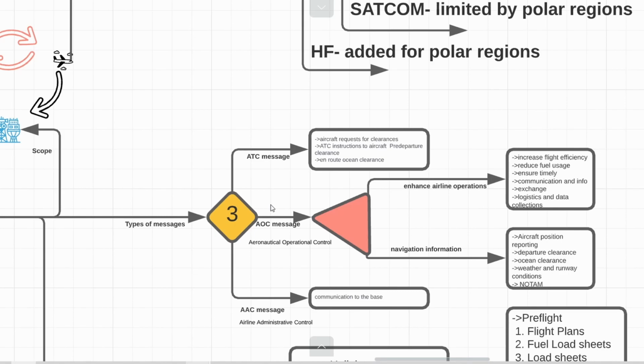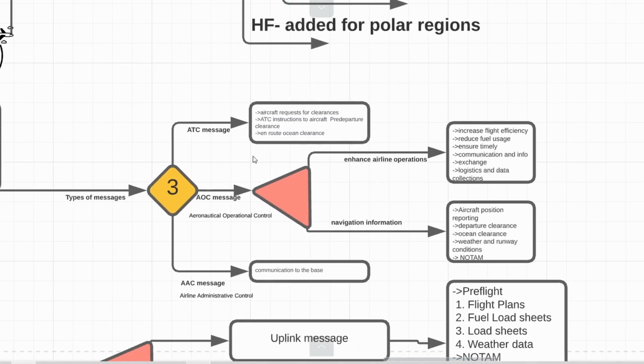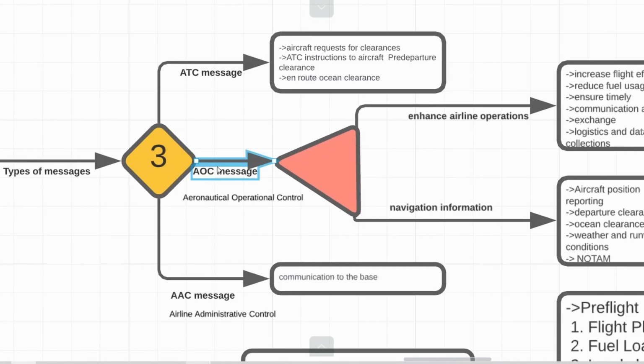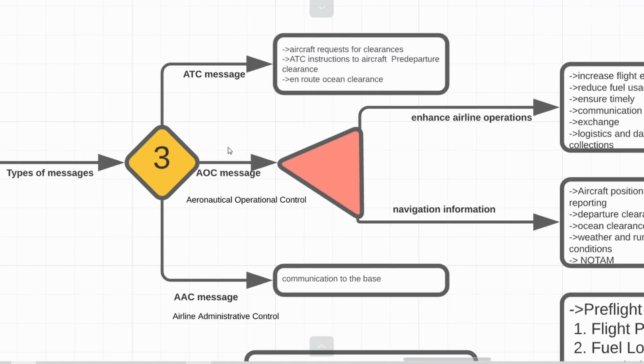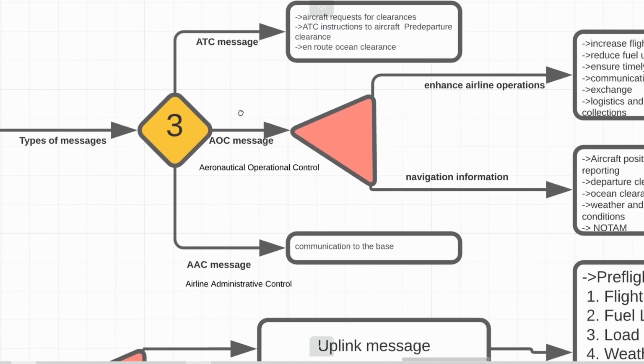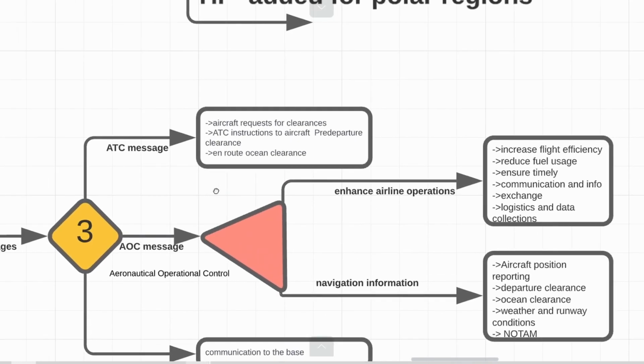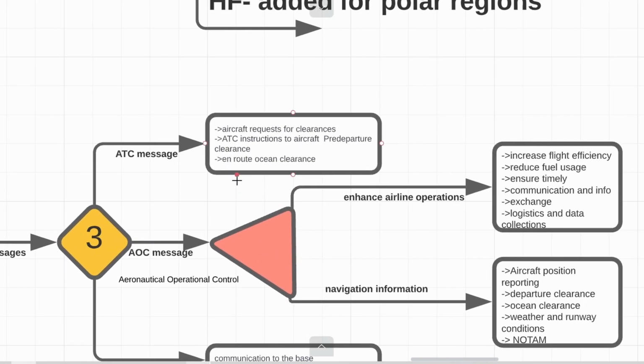So first would be the ATC message. The air traffic controller would get this message. This would be a communication between the air traffic controller and the aircraft. The other one would be aeronautical operational control, which is communication for aeronautical operations, and AAC, which is airline administrative control. The air traffic controller message includes the aircraft request for clearance and air traffic controller instructions to aircraft. Pre-departure clearance, and en route or ocean clearance are also done through this kind of message.